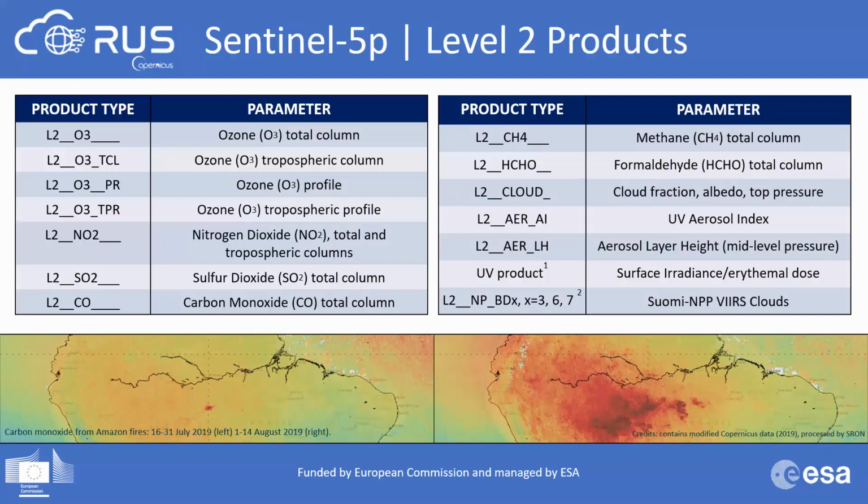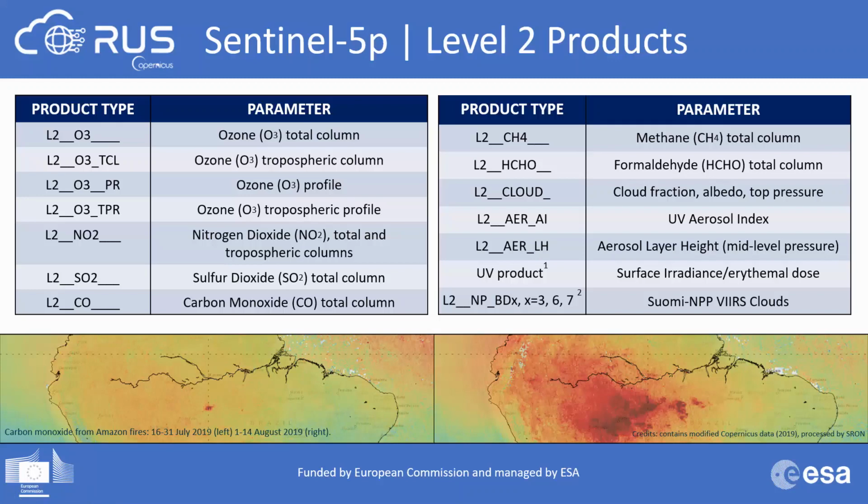So in this list, you can see the details of the different level 2 products that are available with Sentinel-5P, their acronym that is used and just a short description of the meaning. You can see we have several products for ozone, then we have the one for NO2, and you can see the list by yourself.